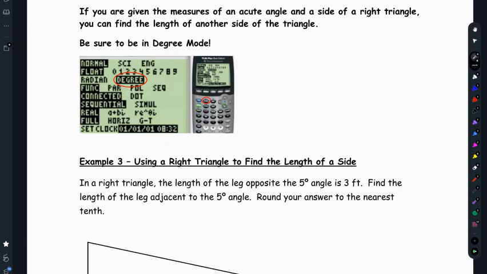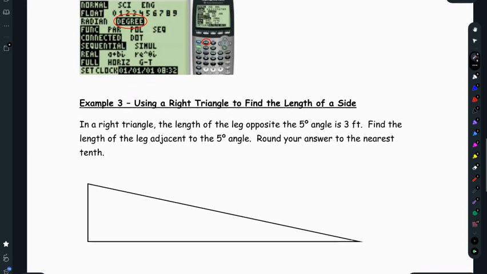So we have example 3, using a right triangle to find the length of a side. In a right triangle, the length of the leg opposite a 5-degree angle is 3 feet. So let's make a note here. We have a right triangle. We've got a 5-degree angle. And the leg opposite the 5-degree angle, so if I look at the leg, not the hypotenuse, the leg is going to be 3 feet.